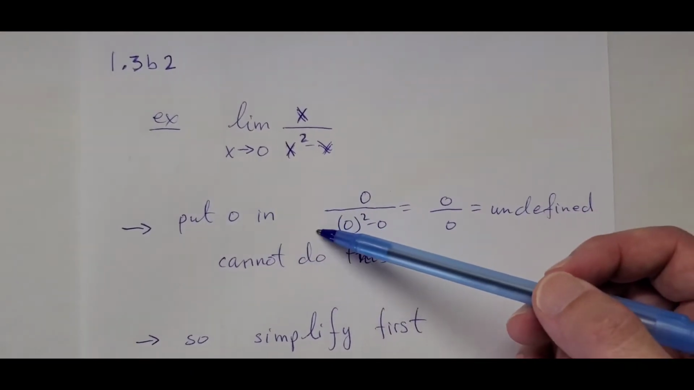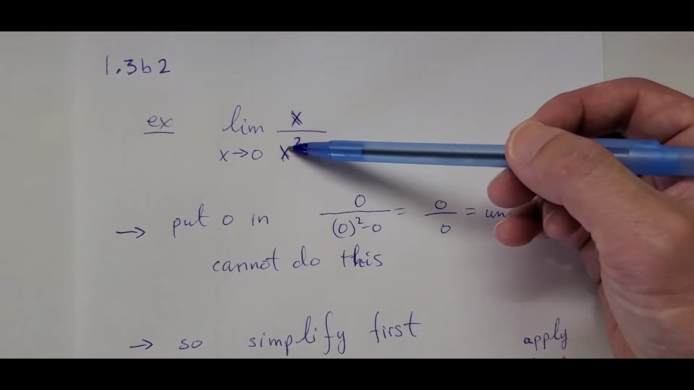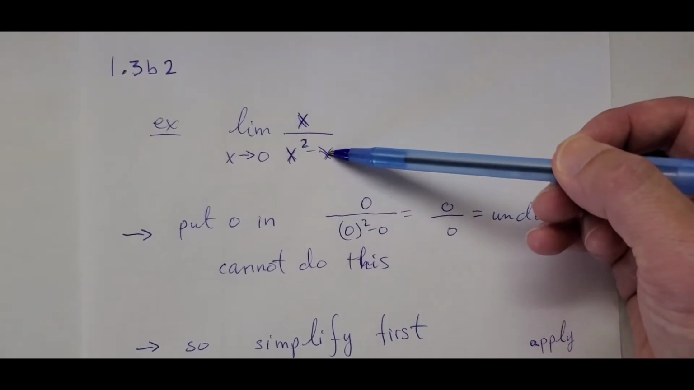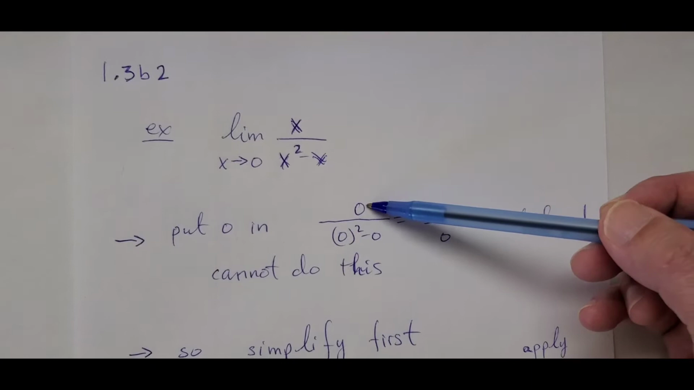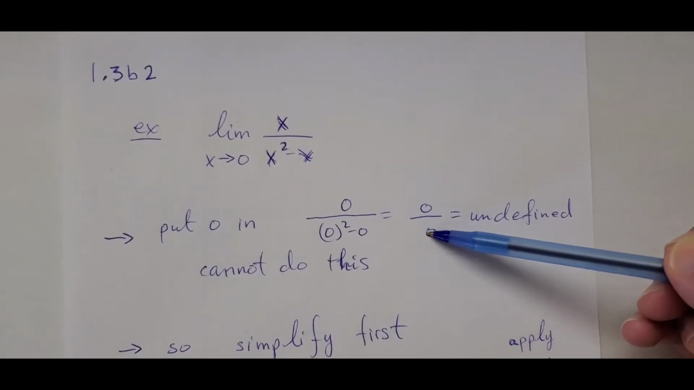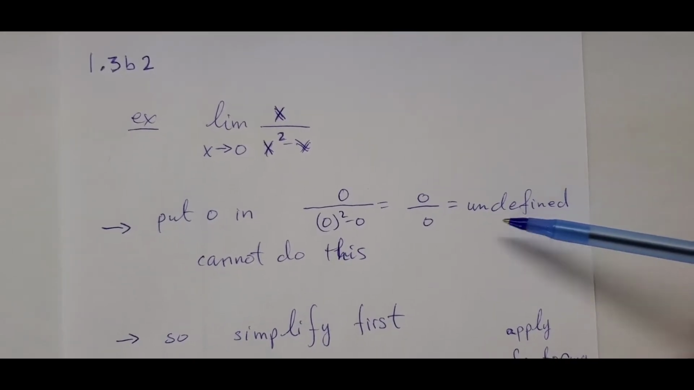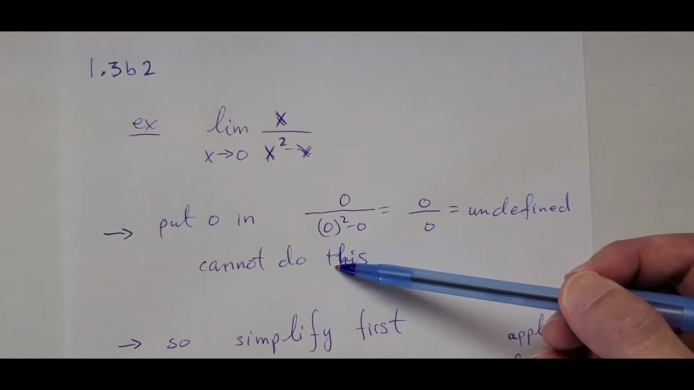So if we plug 0 in, I get 0 over 0 squared minus 0. 0 squared is 0, and 0 minus 0 is still 0. The answer came out to be undefined. You cannot do this because it won't work.